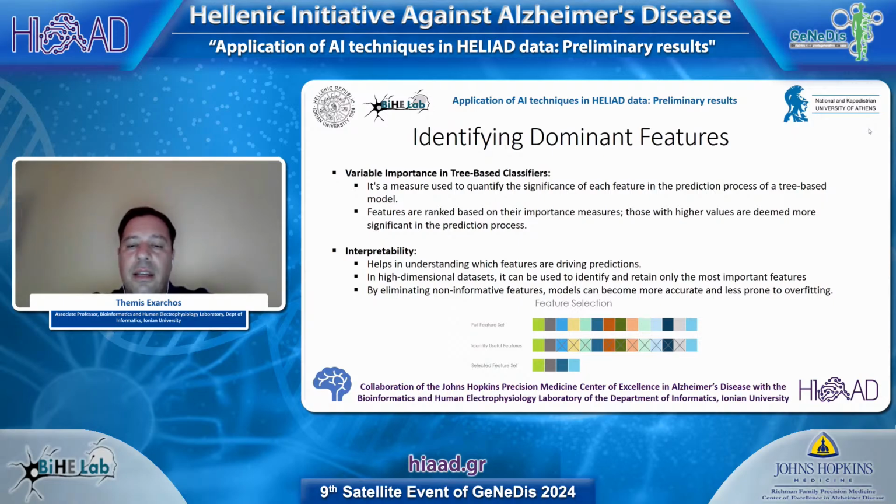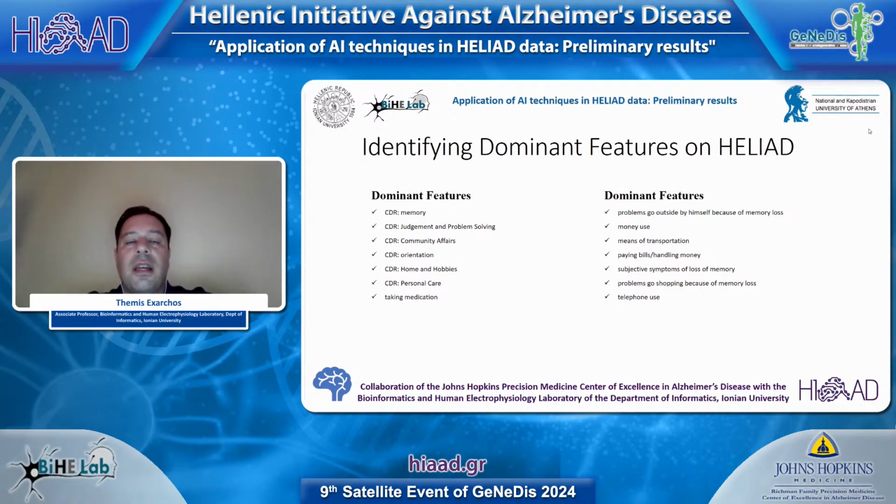So another outcome is that if these informative features are validated by the people collecting the data, then in the next collection of data, those features maybe can be omitted from being collected from the patients. And by eliminating non-informative features, the model can become more accurate and less prone to overfitting. You can see in the lower side of the slide how we initially have a full feature set, some useful features are identified, and the rest are removed from the prediction models.